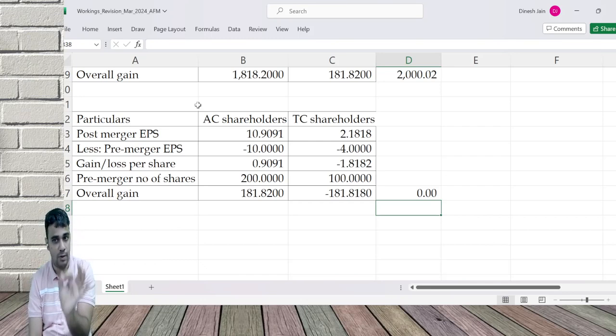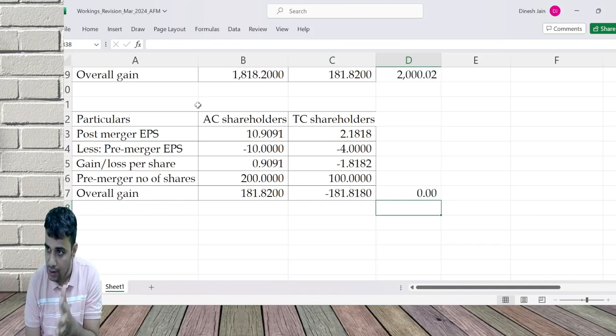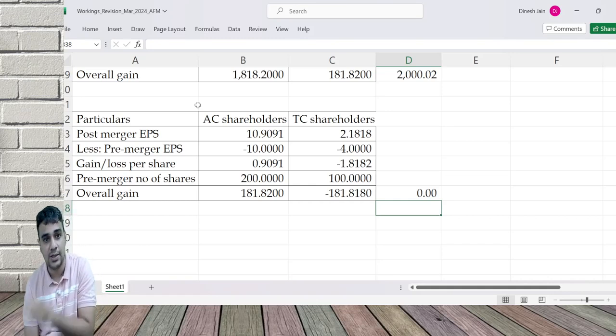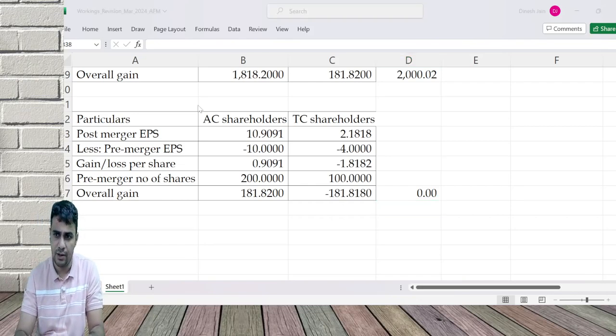Start with normal value for AC, equivalent value for TC. Compare the pre-merger data, get the gain or loss, multiply with the pre-merger number of shares, get the overall gain or loss. Any doubts on this? Clear? Proceed.